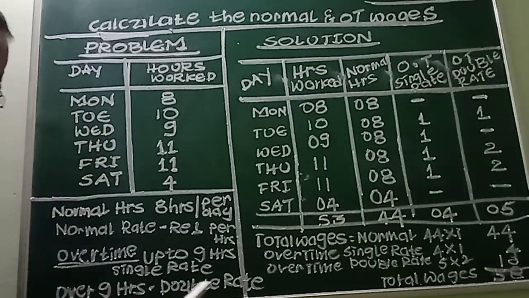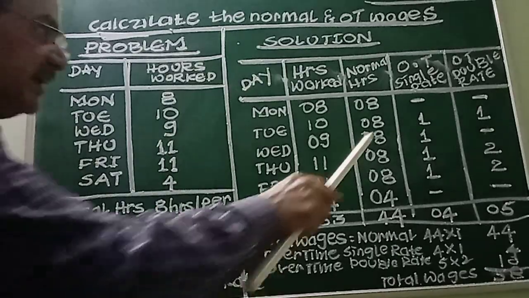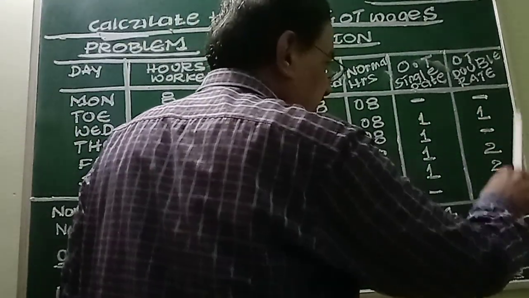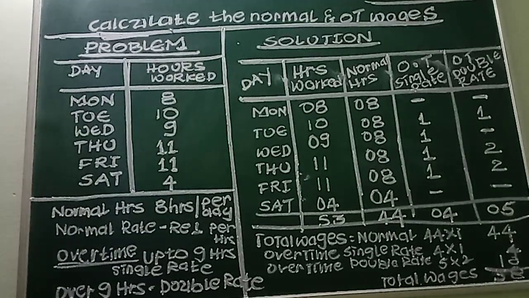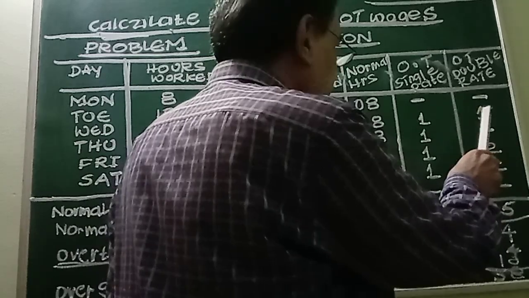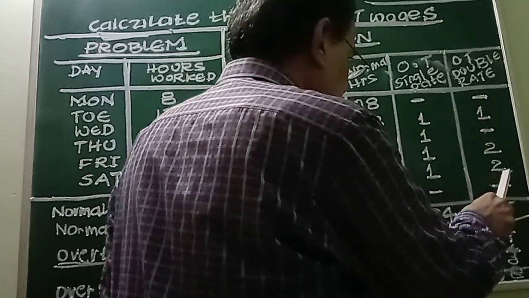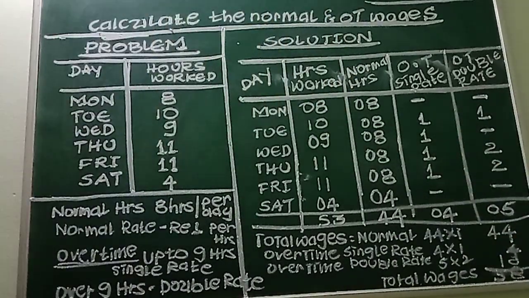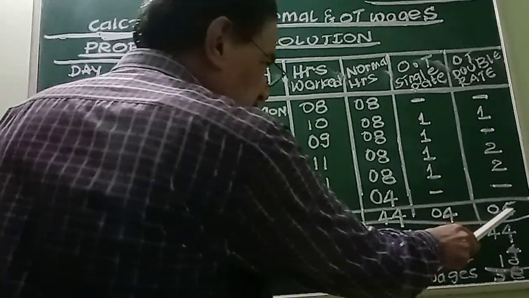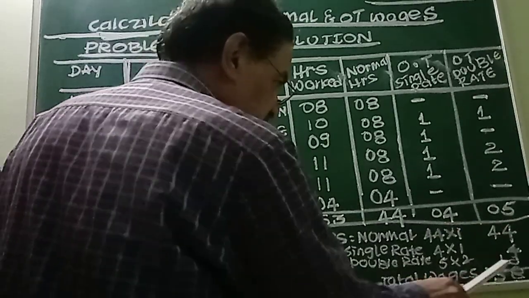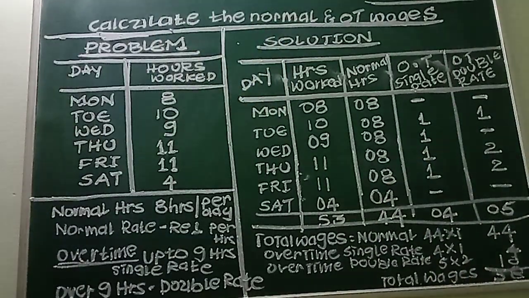See, overtime wages at the double rate. When he is eligible and entitled to get the double rate, when he exceeds the 9 hours, how many times and on how many days he has exceeded the 9 hours, for that he will get double payment. Actually, he has exceeded the 9 hours on Tuesday, on Thursday, on Friday only. 3 days he has worked under double rate system. So overtime double rate, total number of hours is 5. 5 into 2 is equal to 10.